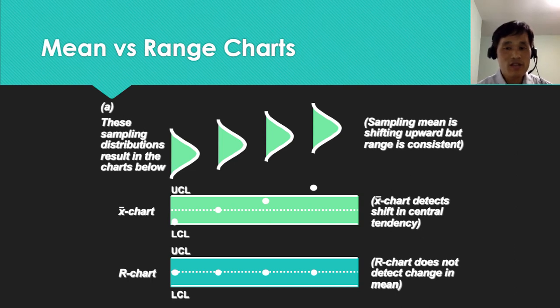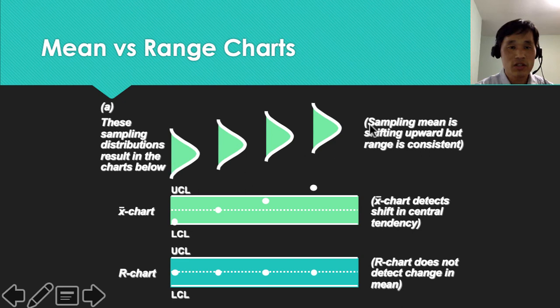When a process is shifting upward but the range is consistent, look at here, the process is shifting upward, however, the range, the difference between the maximum and minimum, is steady. So if you draw this as a statistical process control chart, then you will see the X bar chart is shifting upward because the mean is shifting upward. However, the R chart is staying the same because the range is constant.